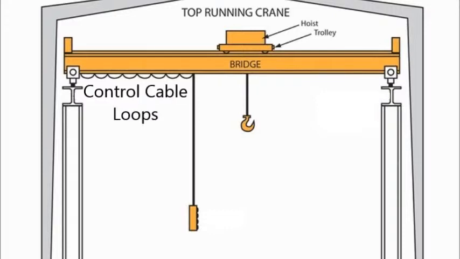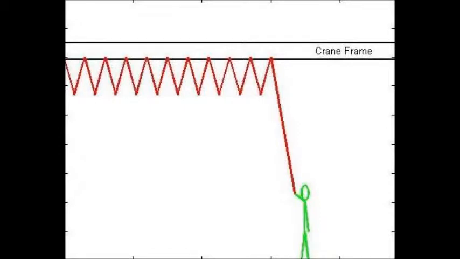This cable runs on loops that hang from the bottom of the crane frame. These loops allow the operator to operate the crane from any position underneath it. To set this problem up, the loops are modeled as individual links, and the control pendant is modeled as a pendulum with the mass concentrated at one end.